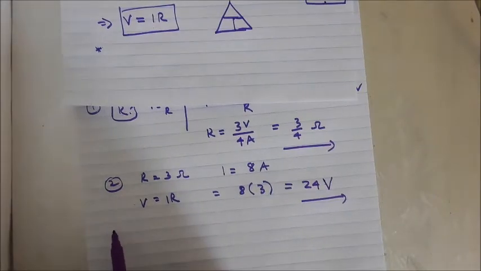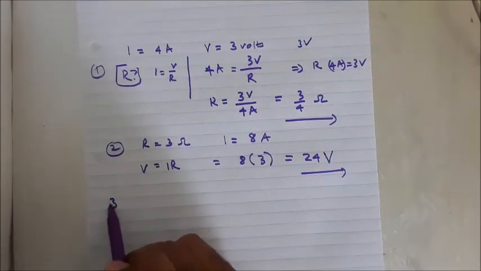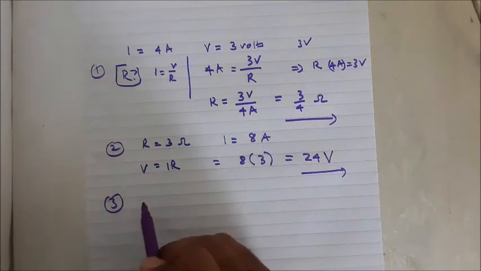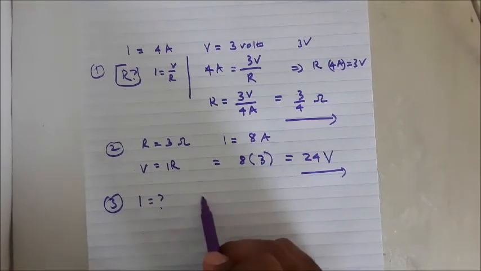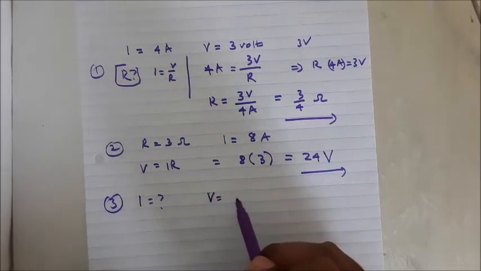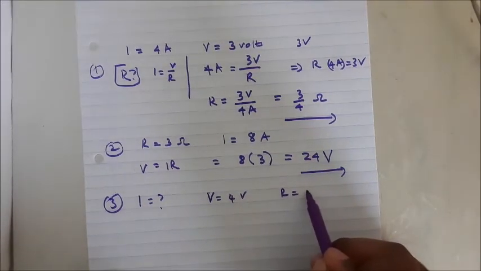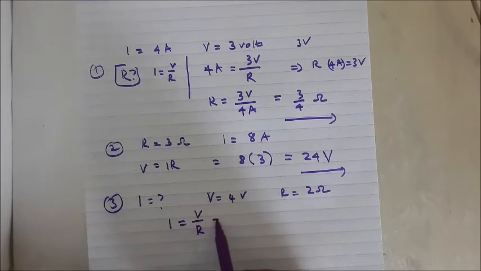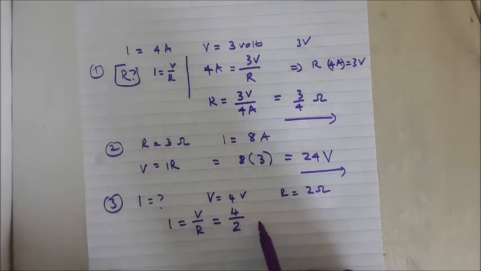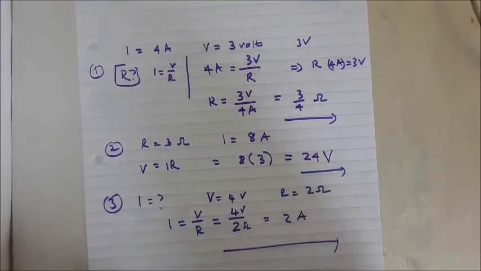Then lastly, I think my battery is low or something. Okay, fine. I trust you can still see what I'm writing. The last part is, let's say now they ask you to find current. So you know that V is equal to 4 volts, and then your resistance is equal to, I don't know, 2 ohms right here. So current is equal to V over R. This equals 4 over 2. So you can put your units, you're not going to be funny there. So 4 over 2 is 2 amps. So that's how you find these things.